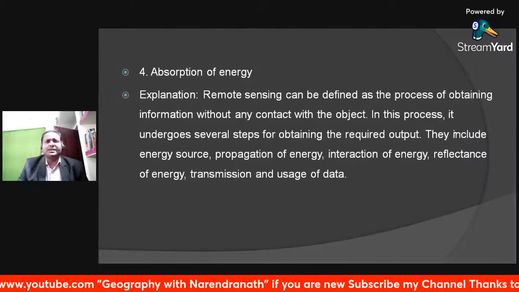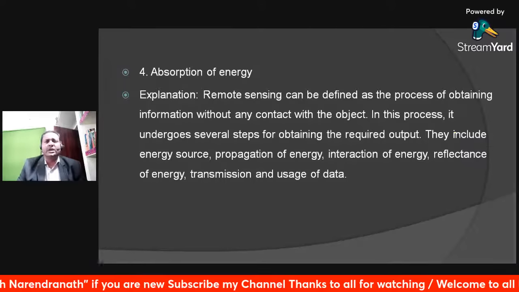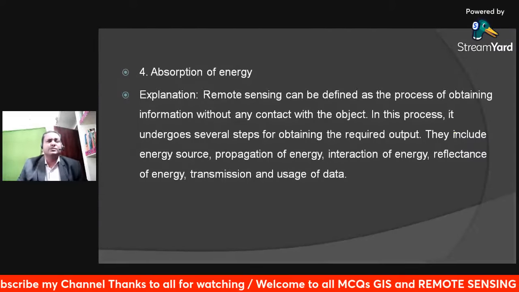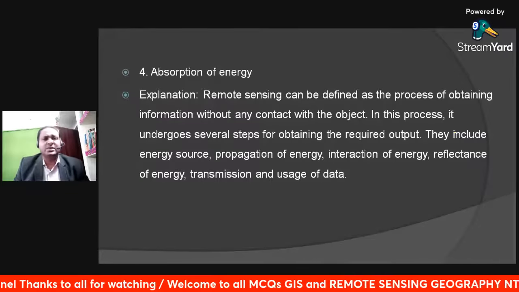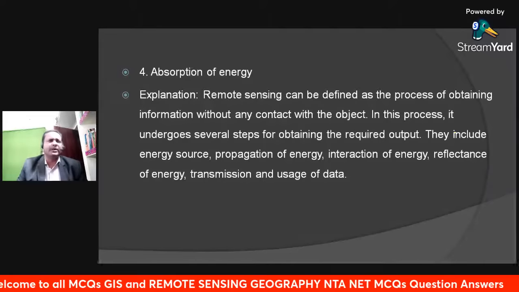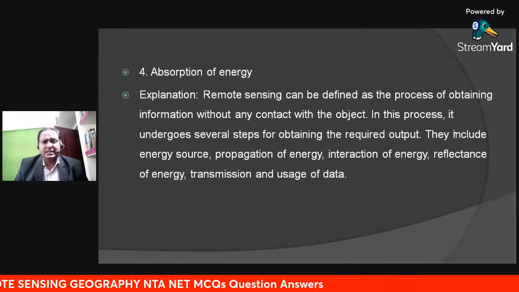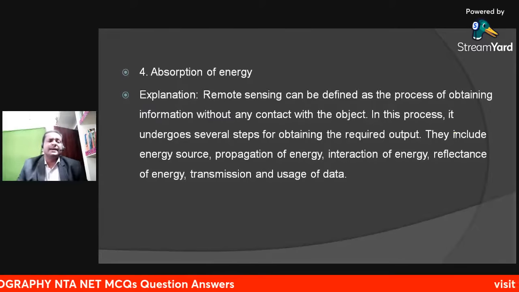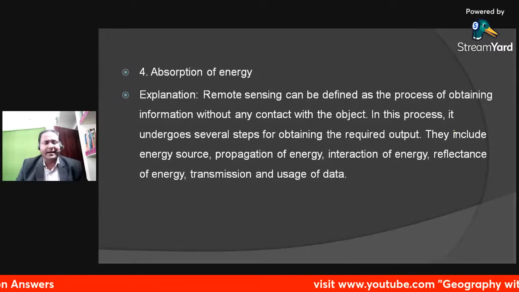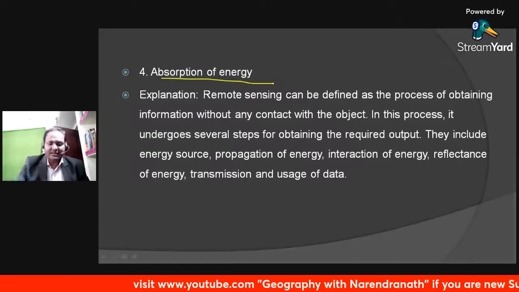Remote sensing can be defined as the process of obtaining information without any contact with the object. This process undergoes several steps to obtain the required output, including the energy source, propagation of the energy, interaction of the energy, reflectance of the energy, transformation, and use of the data. So it is very important, and option 4, the absorption of energy, is the correct answer.